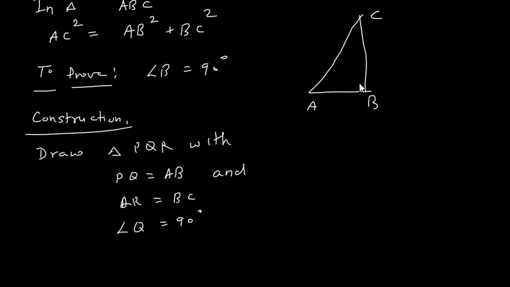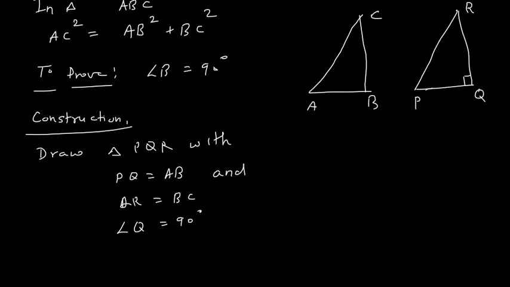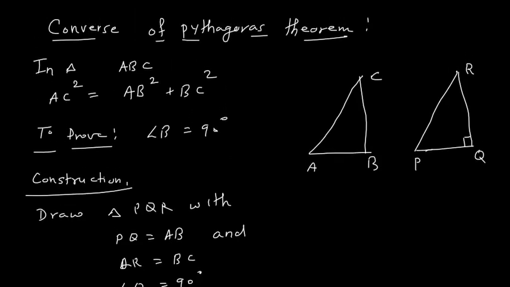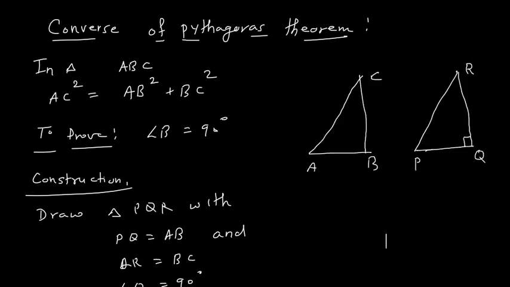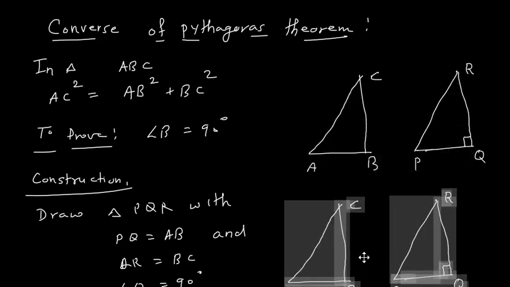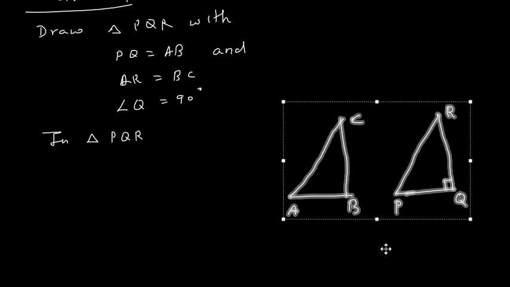Okay. So I will draw one triangle like this. This is triangle PQR, and here I have this angle 90 degrees. Now triangle PQR is a right angle triangle. So in triangle PQR, let me move these two triangles somewhere here. Okay. So when we are proving, it is in front of us.